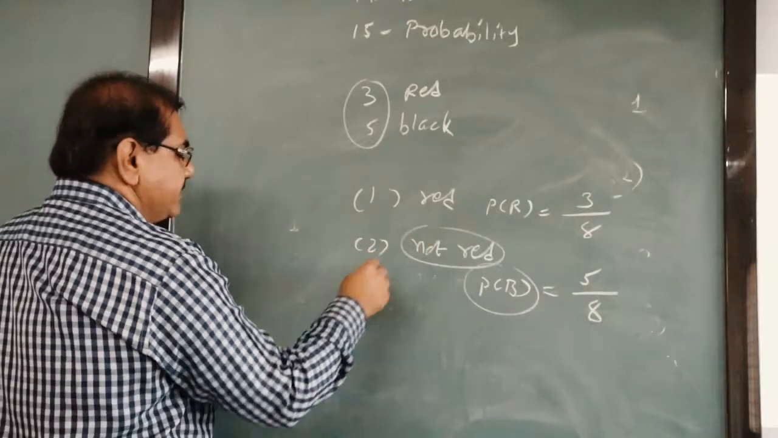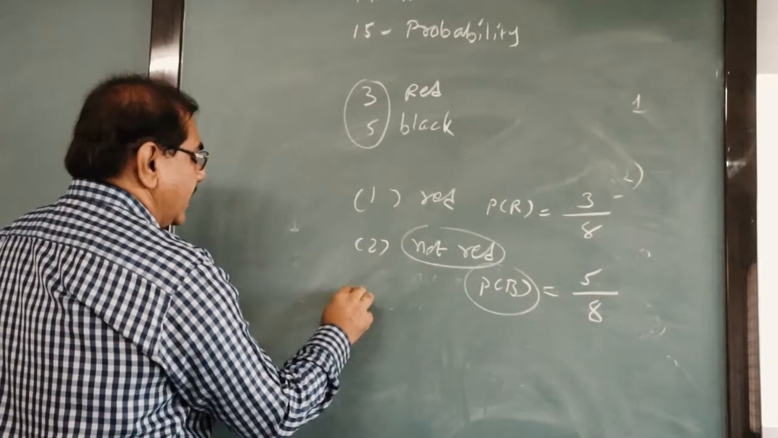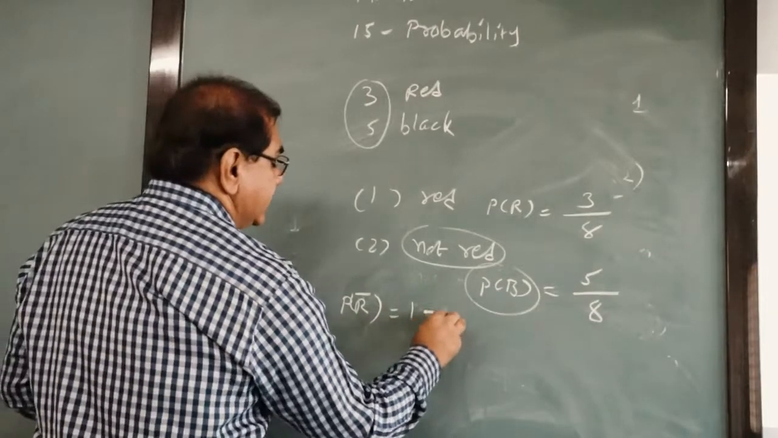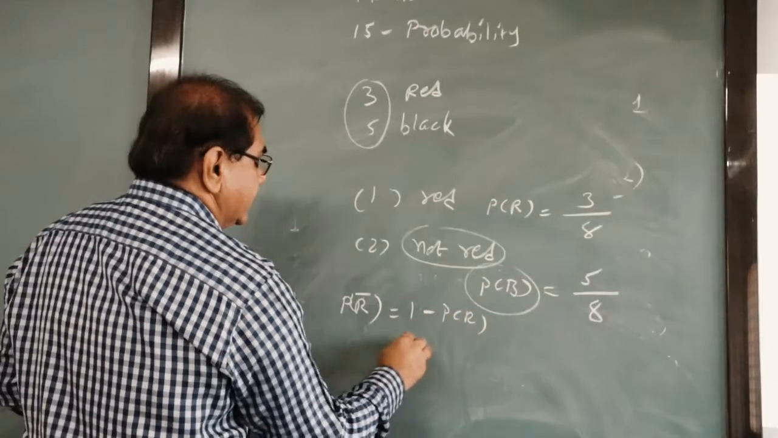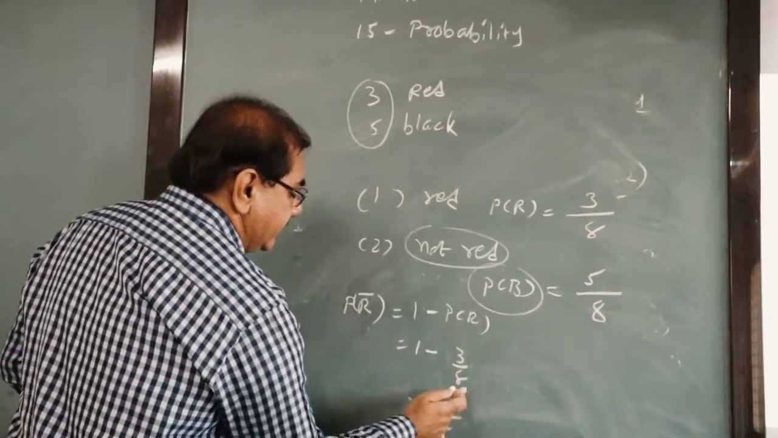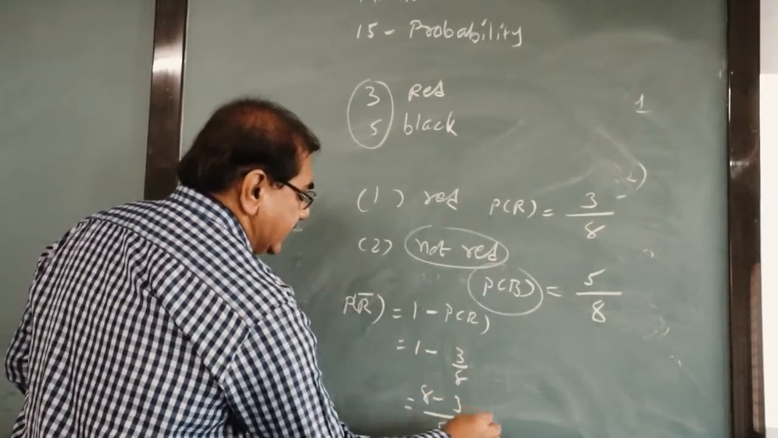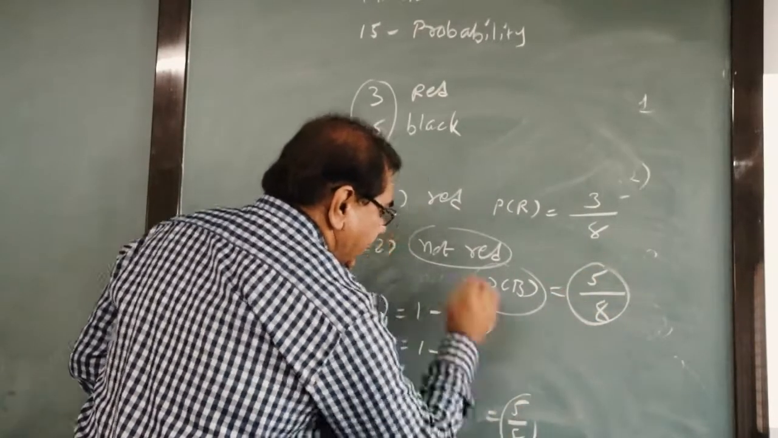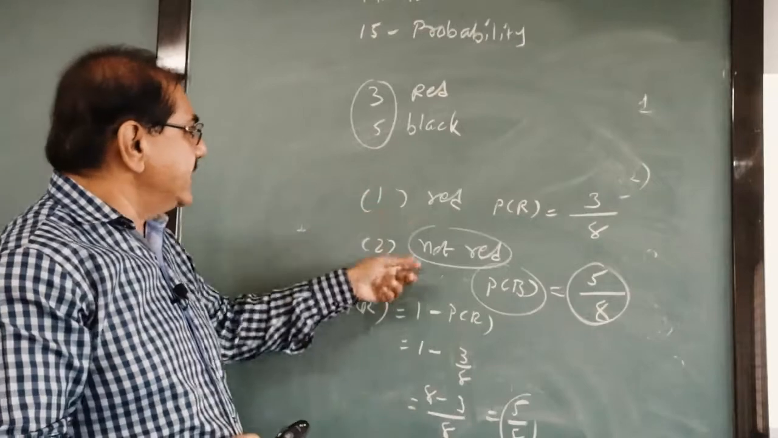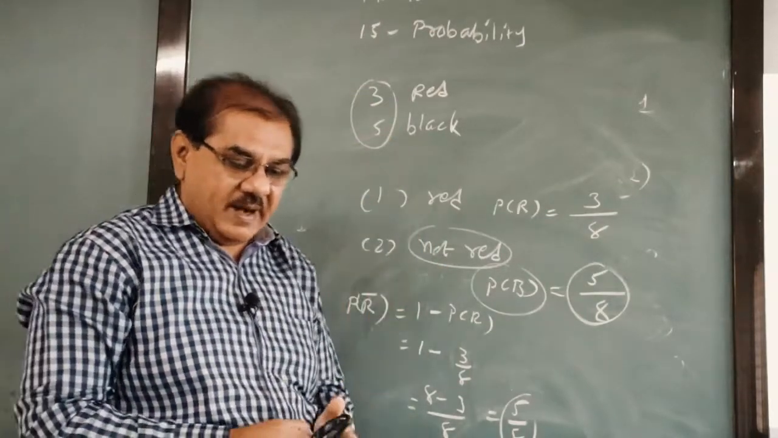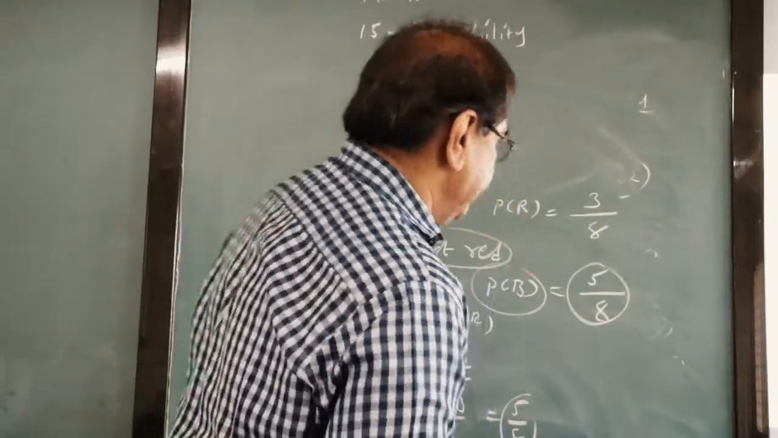But as you know, P of B we have taken as not red. So not red is becoming P of R complement. So P of R complement is 1 minus P of R. So 1 minus 3 upon 8, LCM 8, 8 ones are 8, minus 3 is equal to 5 upon 8. So the same answer you are getting here. That means these two events, to be red or not to be red, are complementary events of the experiment.